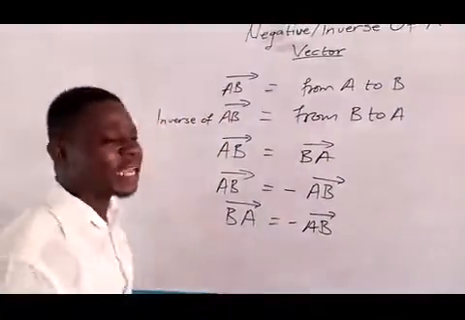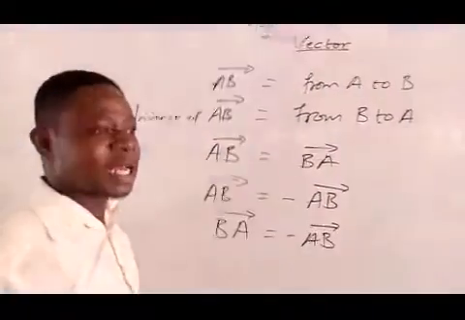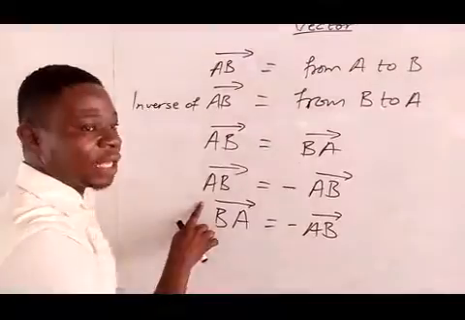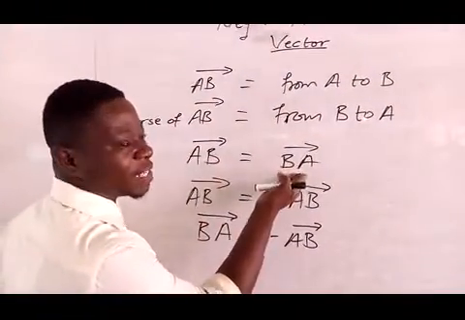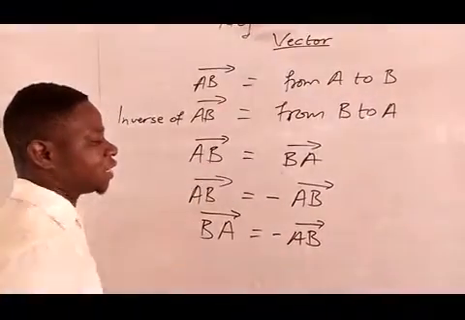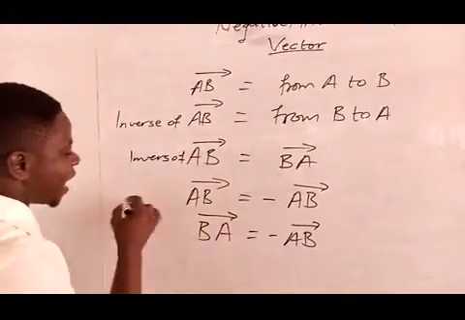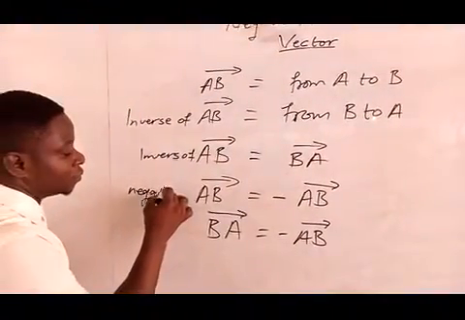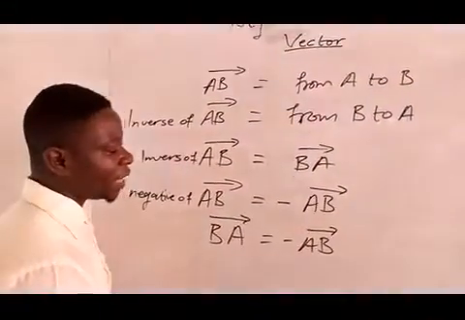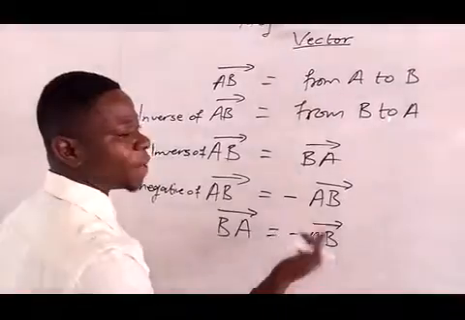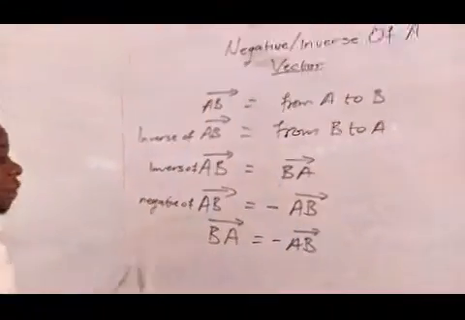And then we're also looking at the negative. Mathematically, we can say that the negative of vector AB is minus AB. So if the inverse of this is BA, and the negative of this is also minus AB, then it means we can equate both of them, giving us BA is equal to minus AB. That is basically what it means.